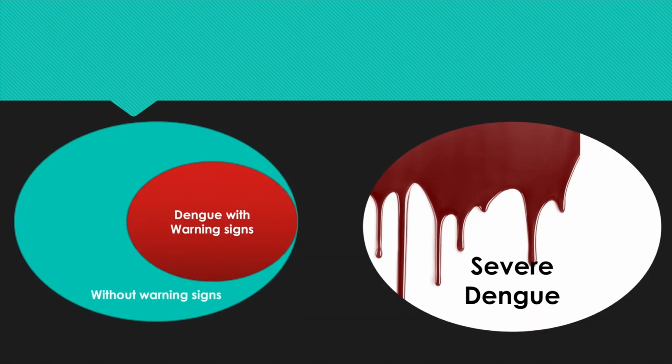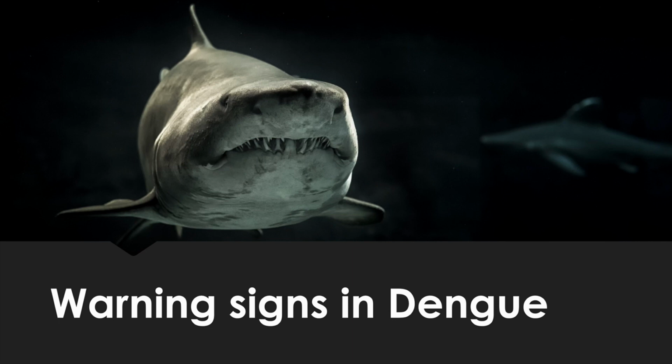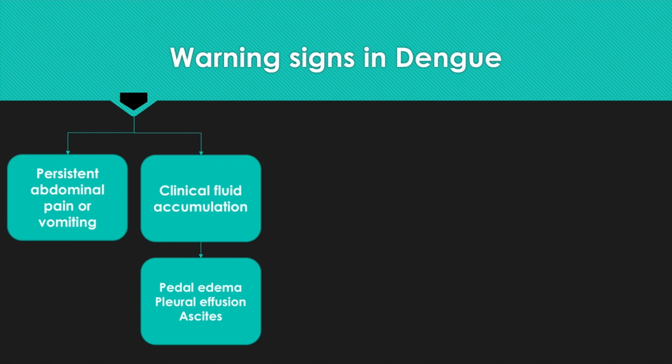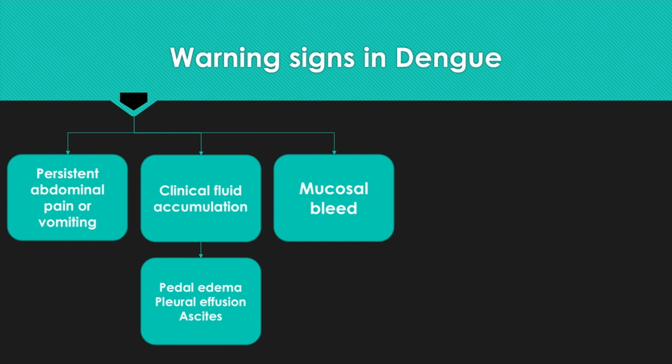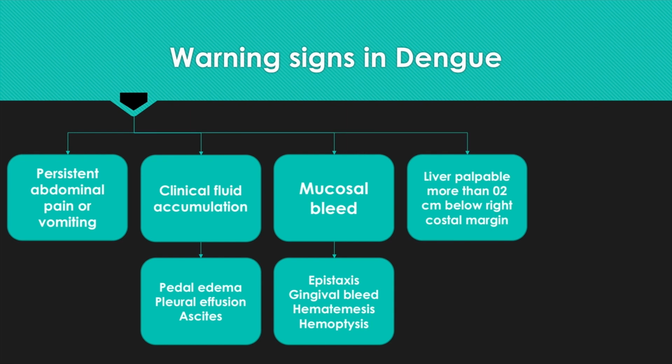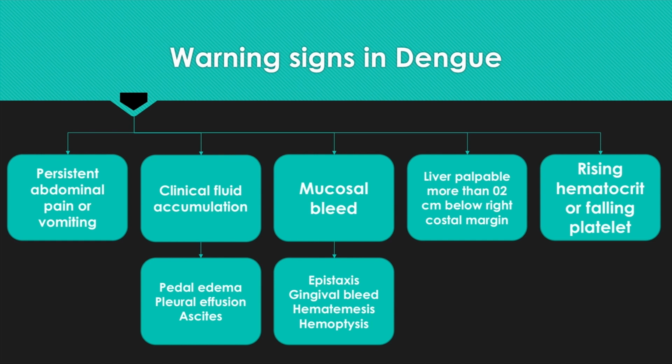Dengue severity is described based on warning signs. Therefore, dengue may either be with or without warning signs, or there could be severe dengue. The warning signs of dengue fever include persistent abdominal pain or vomiting, clinical fluid accumulation, and this is responsible for pedal edema, pleural effusion, and ascites. There could be mucosal bleed, epistaxis, gingival bleed, hematemesis or hemoptysis, and a liver palpable more than 2 cm below the right costal margin, and a rising hematocrit or a falling platelet count form the warning signs of dengue.